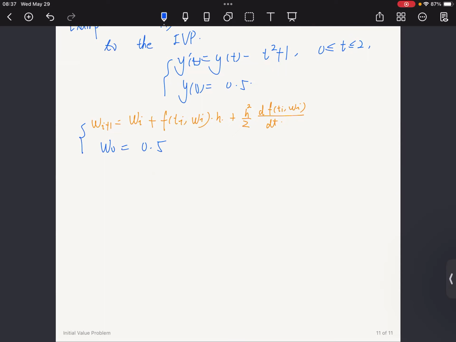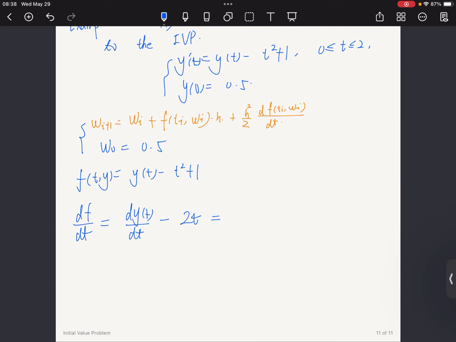I copy down the formula, and then I write down the initial condition. And now I'm going to calculate the derivative of f. And what's my f function? The f function is just f(t, y) equals the right-hand side, y(t) minus t squared plus 1. If I calculate the derivative here, it's just the derivative of y with respect to the t variable, and then minus 2t.